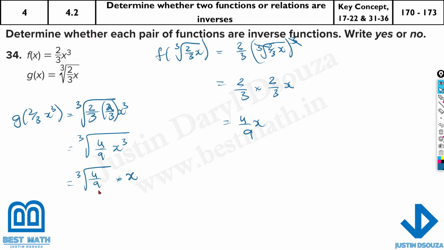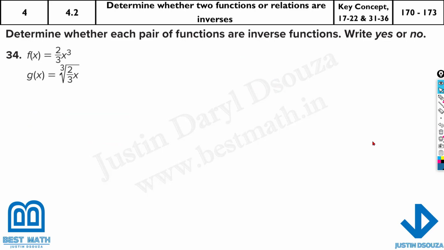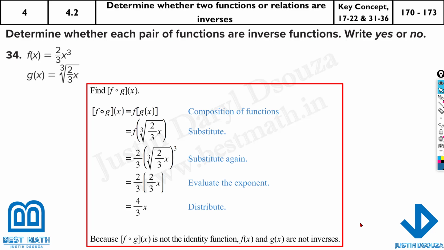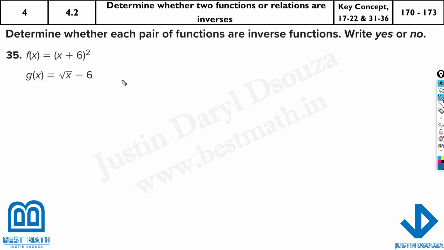So now here, x, that's absolutely fine. But you have this coefficient. So it doesn't make sense. It is not an identity function. So therefore they are not inverse. So no, they're not inverses. The next problem as well is similar.